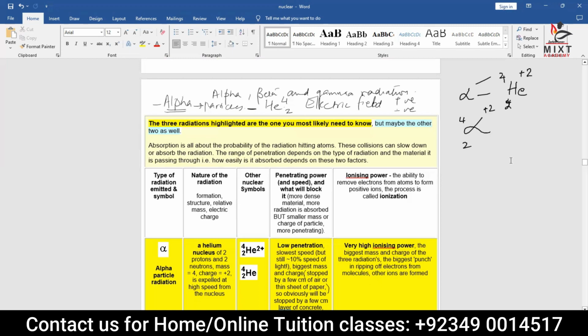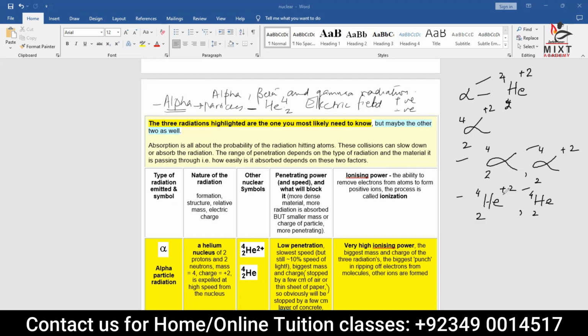Now write their representation. One representation is very simple: you put the mass number on the top and the atomic number at the bottom, or you can do the same thing here, 4 here, 2 here, plus 2 like this. But mostly the books write it in that way. Either this way or the simple one. These are the representations, so write them, please.